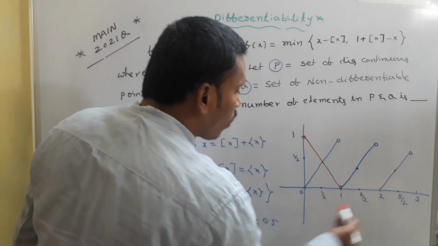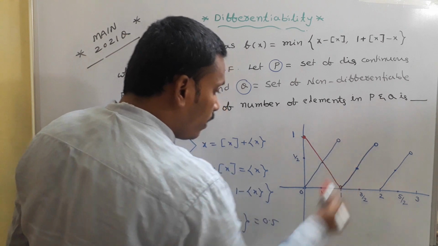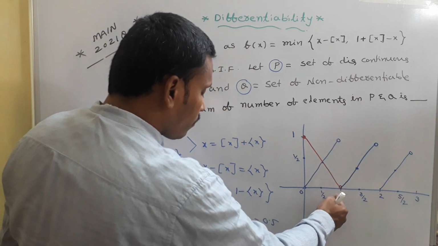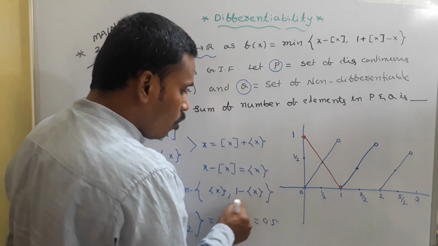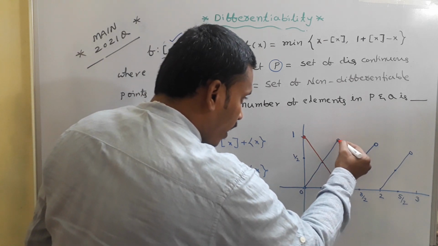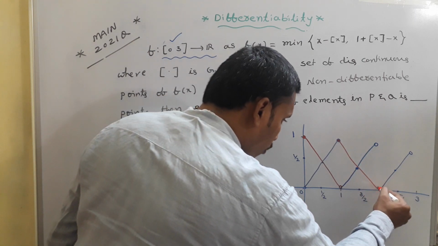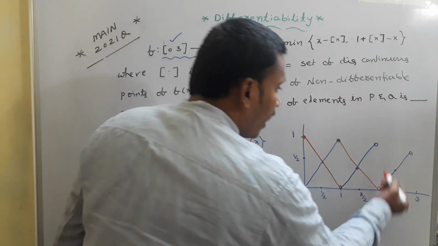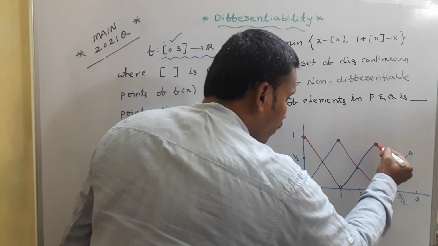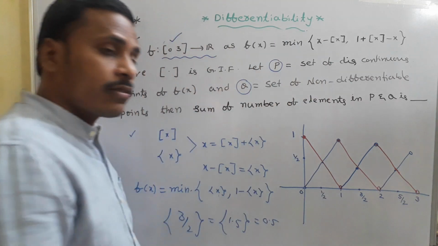And in between 1 and 2, what will happen? In between 1 and 2, the graph will be like this. At 1, the fractional part of this value is 0, 1 minus 0 is 1. So again I need to start with this red mark, and then this is the graph of this 1 minus fractional part of x. Okay, and again at 2 I need to fill this, and this is the graph of 1 minus fractional part of x.